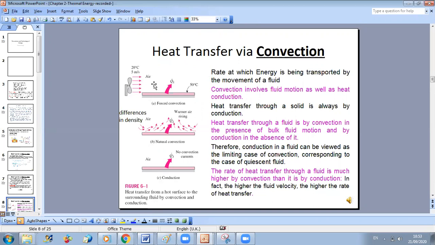And how to calculate this? How to calculate convective heat transfer? The formula for convective heat transfer is given by the following. So Q convection is calculated as h times A times delta temperature. Okay?